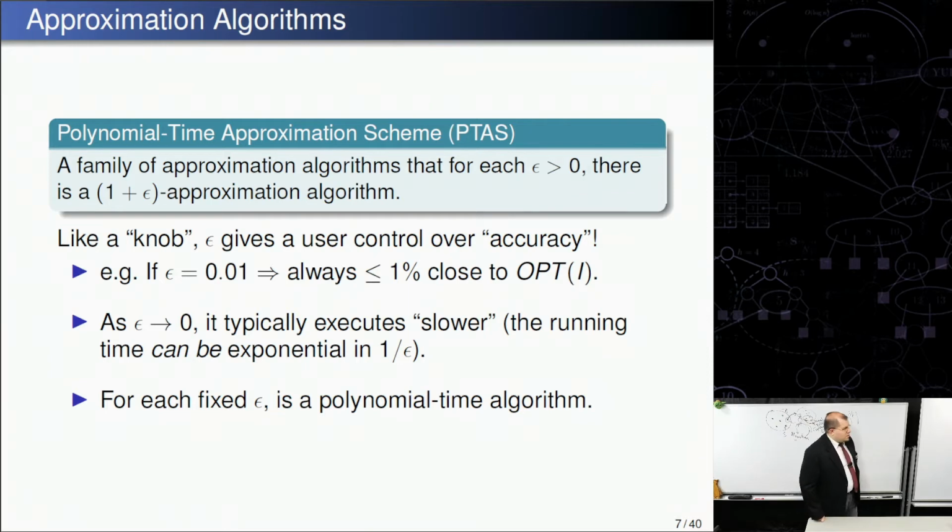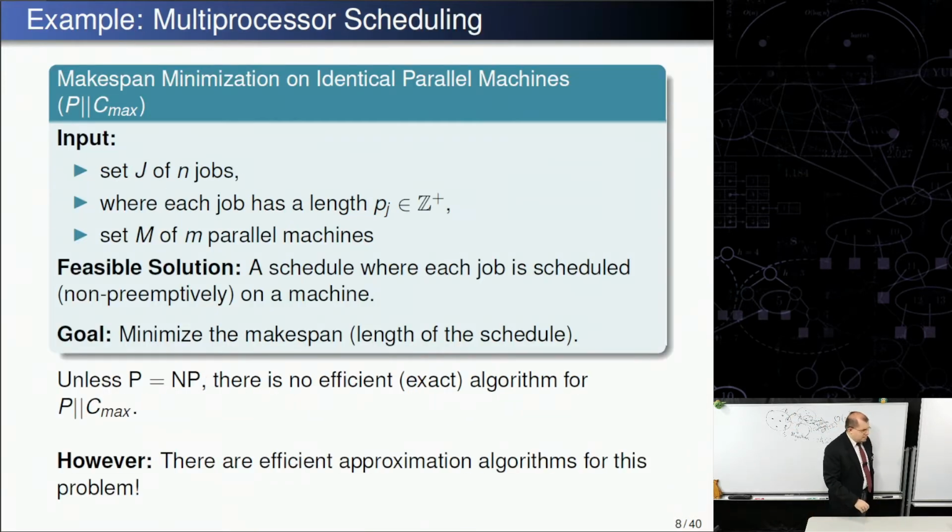Okay? So naturally, if you think about it, instead of thinking about a big family as we're changing the value toward 0, if you pick a particular epsilon and fix it, that means there is actually a polynomial time approximation algorithm here. It's a polynomial time algorithm, and it guarantees that quality of solution. That's the most important thing I need you to take from this.